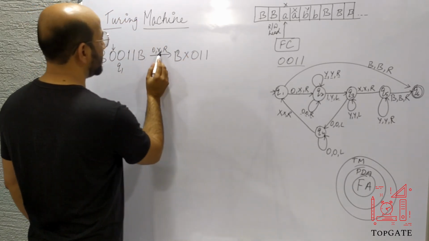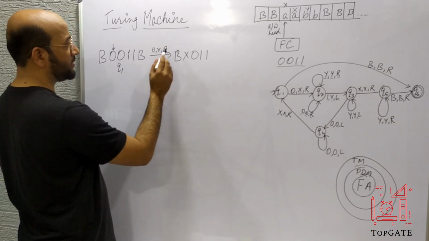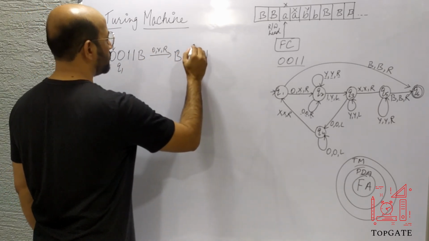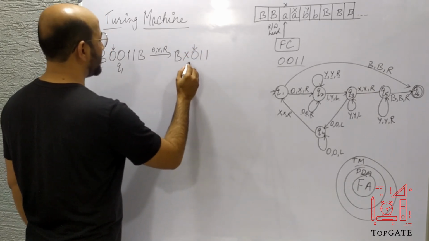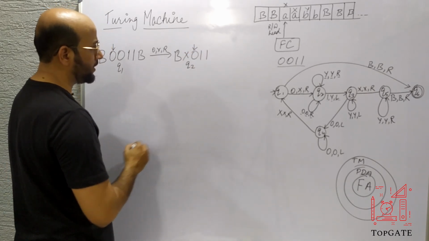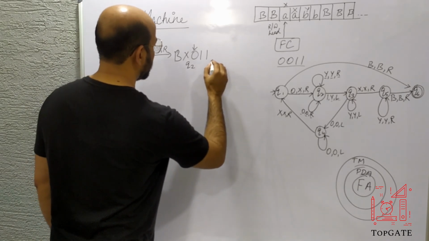And it is saying the direction of the read write head will be on the right hand side, so that the read write head will be on the next 0 and the state is currently Q2. Similarly, I'll do this for the next state.